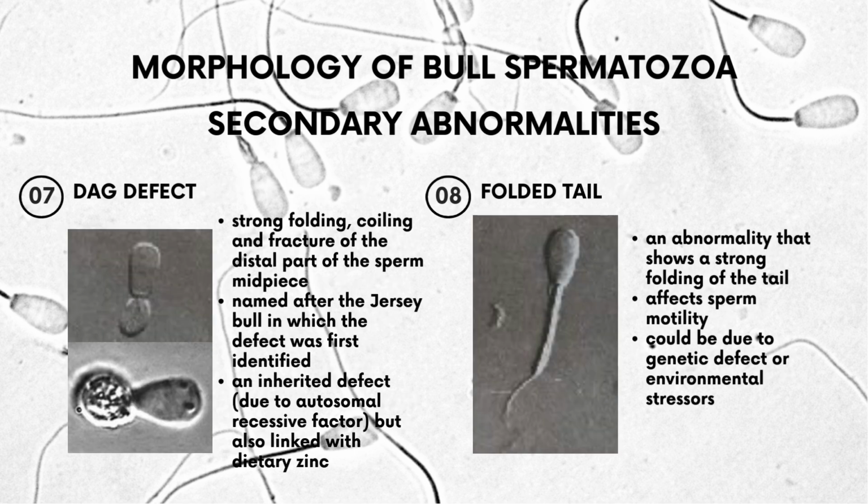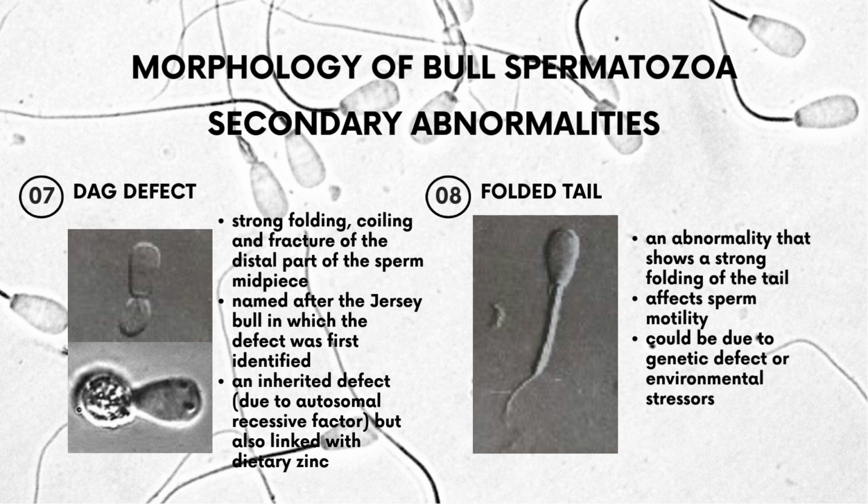Next is the Dag defect. It is a strong folding, coiling, and fracture of the distal part of the sperm midpiece. It is named after the Jersey bull in which the defect was first identified. The defect may reflect disturbance in the testis or epididymis and suggests a genetic cause. This can be an inherited defect due to an autosomal recessive factor that is associated with impaired fertility in bulls. Dag defect was first identified in Danish Jersey bulls, later reported in Hereford bulls.